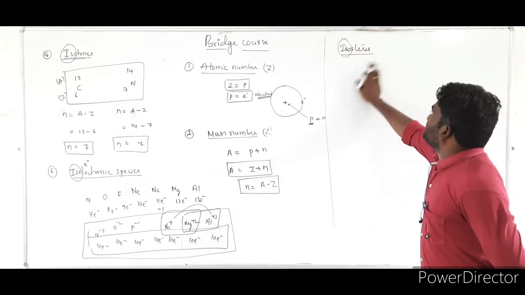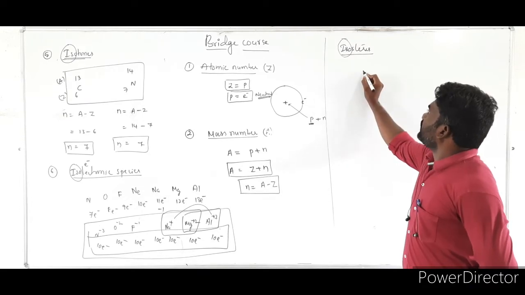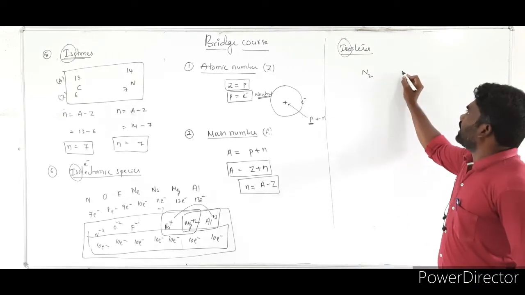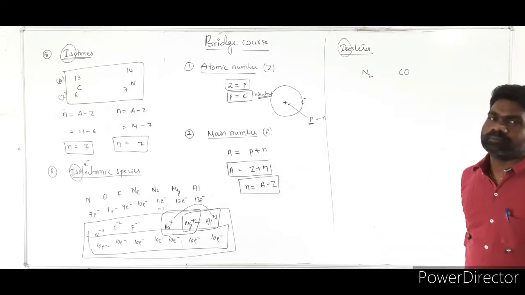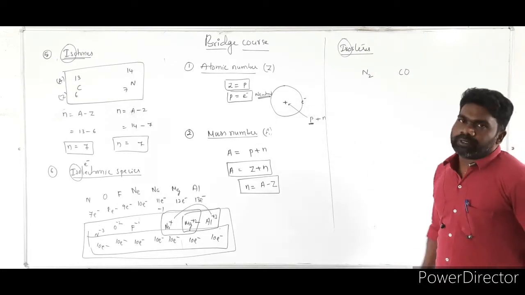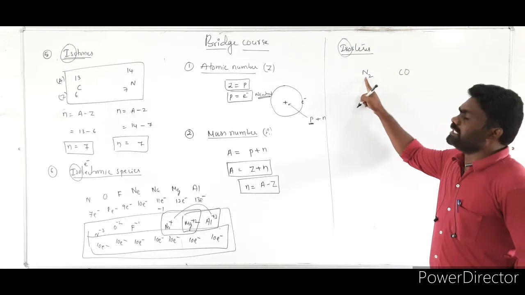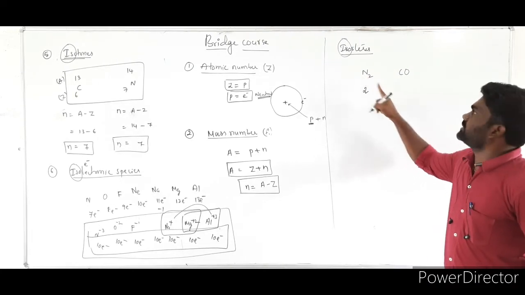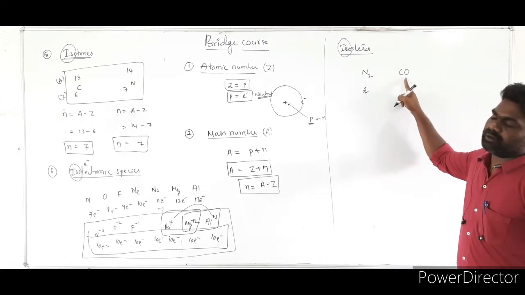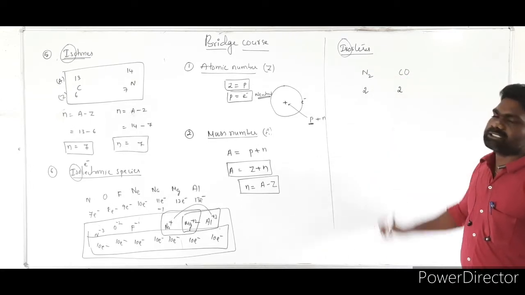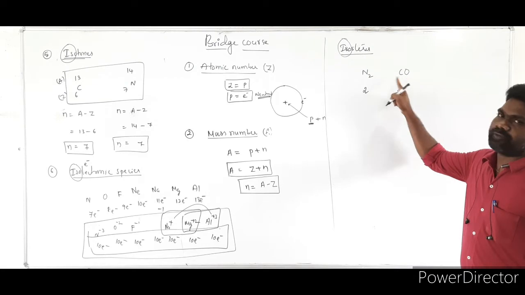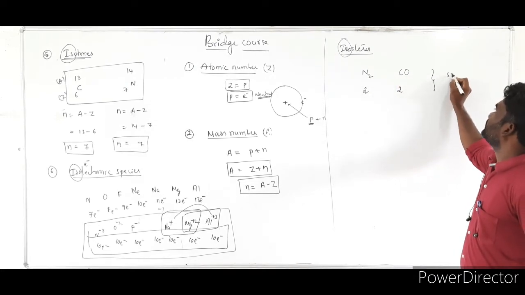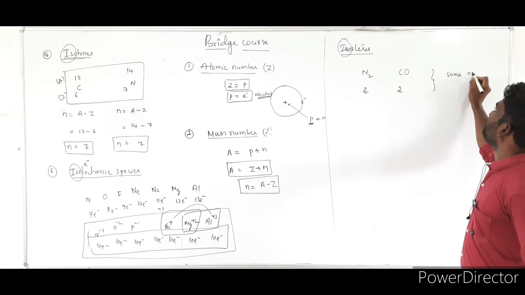I am taking an example of nitrogen N2 molecule and I am taking carbon dioxide molecule. Two different molecules. What is the same thing we find out? This molecule is made up of how many atoms? 2 atoms, 2 nitrogens. Here this molecule is made up of how many atoms? 2 atoms. Now what is the thing we find out? Number of atoms same. Same number of atoms.